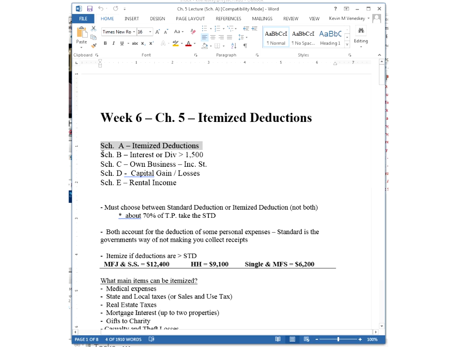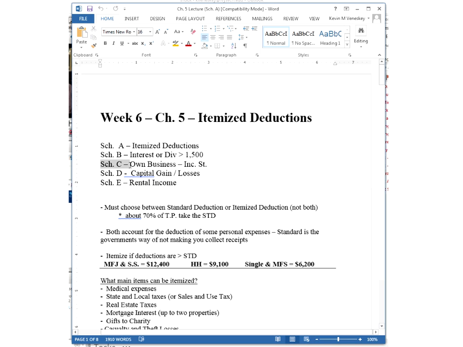The only one that's not very complicated is the Schedule B. The Schedule B only, as I put here, only lists if you have interest income or dividend income of $1,500 or more, you need to specifically list who it comes from and how much. And that's pretty much all there is for the Schedule B. It's pretty simple, but the rest of these are a lot more complex.